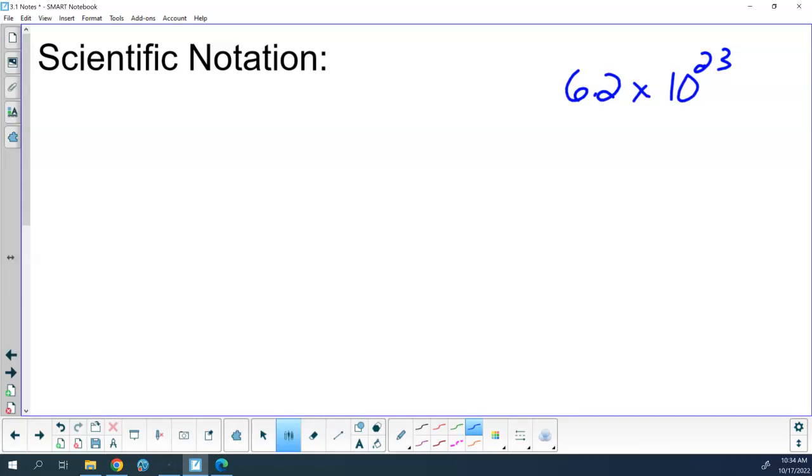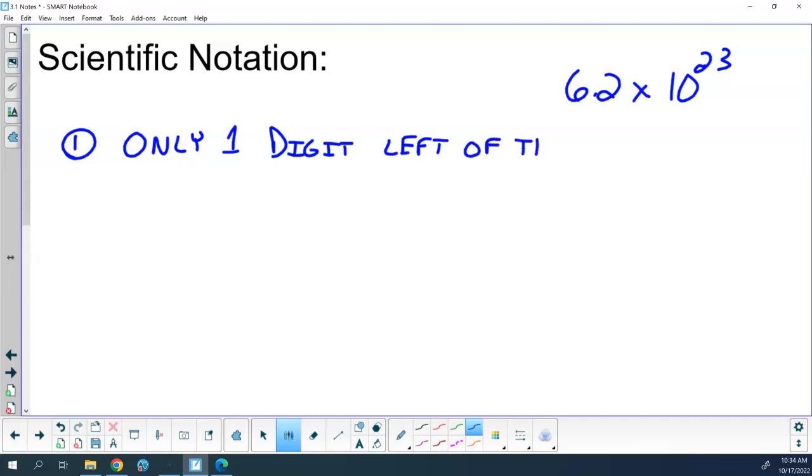A couple of things about scientific notation. First off, you can only have one digit left of the decimal point. So you might have to adjust the exponent accordingly.